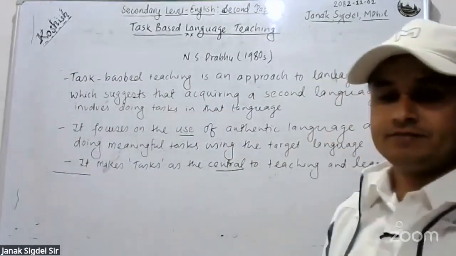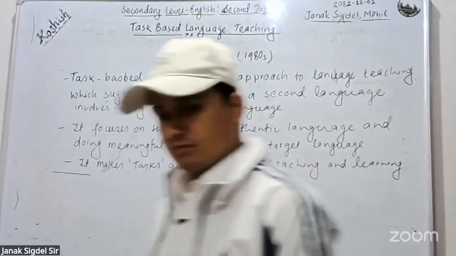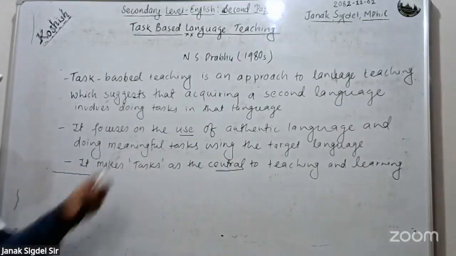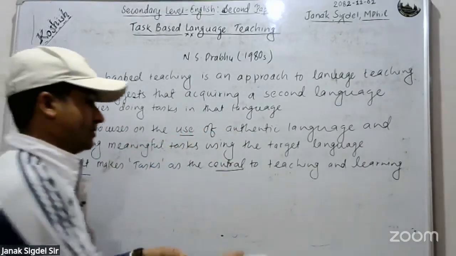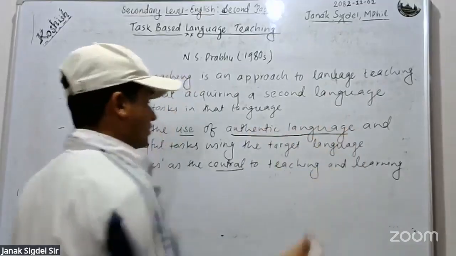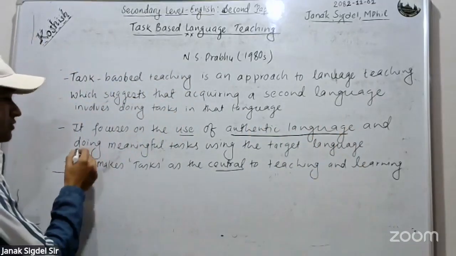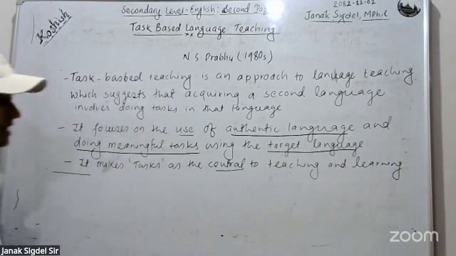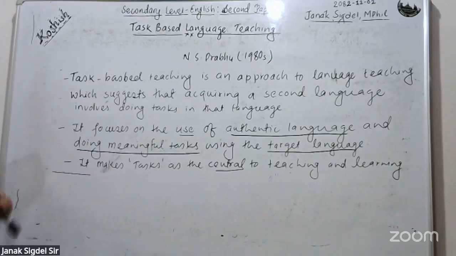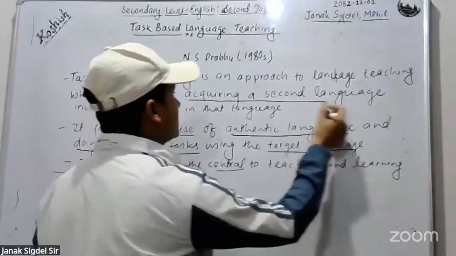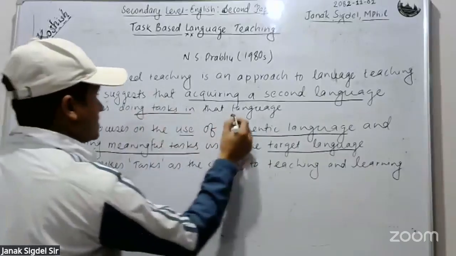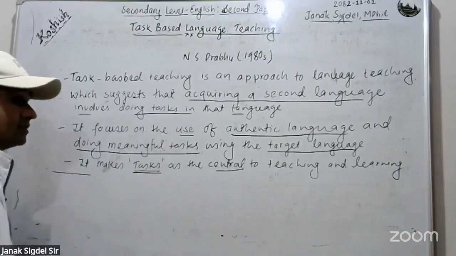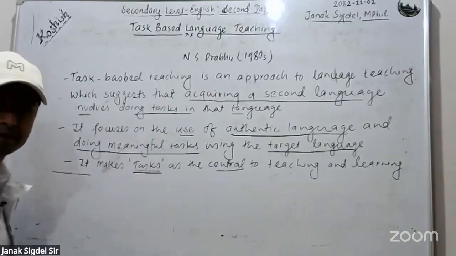Fine. Then यहाँसम्म क्लियर छ? It focuses on the use of authentic language. So use of authentic language is focused in task-based language teaching, and students need to do the meaningful tasks. And while completing that task, students need to use target language. Okay, and it believes that acquiring a second language involves doing tasks in that language, that means in second language. So tasks, remember, tasks are central to teaching and learning. I think you are clear, right?